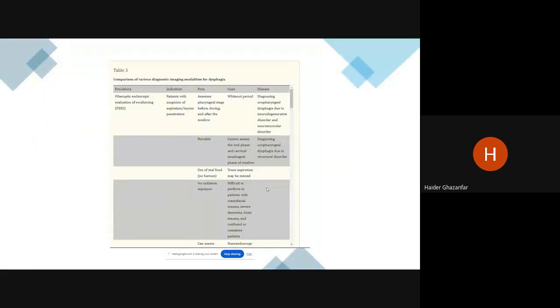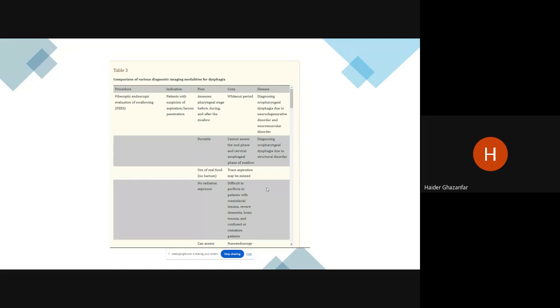Then table 3, which was, I think, the core of the paper, was a comparison of different diagnostic imaging modalities. How we decided to go about it was to mention the name of the procedure or the diagnostic imaging, what the indications were, what the advantages and disadvantages of using that specific imaging modality were, and in which kind of disease, oropharyngeal or esophageal dysphagia, the imaging modality would be indicated. And we did it for all the different imaging modalities we had included.